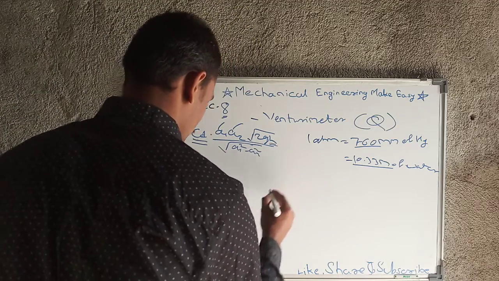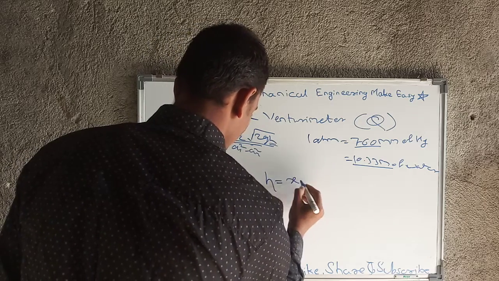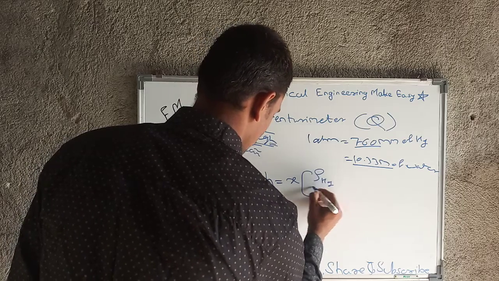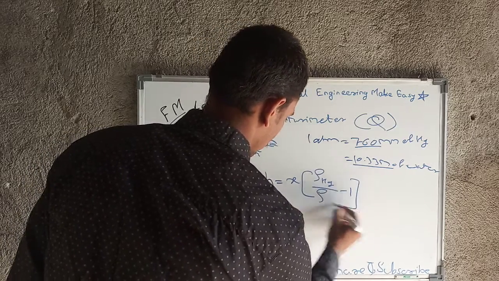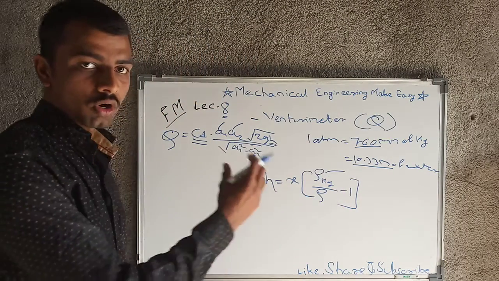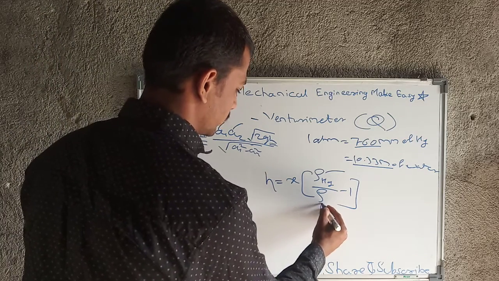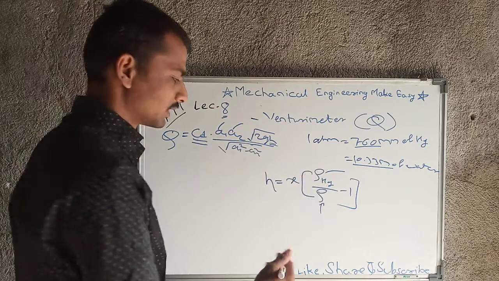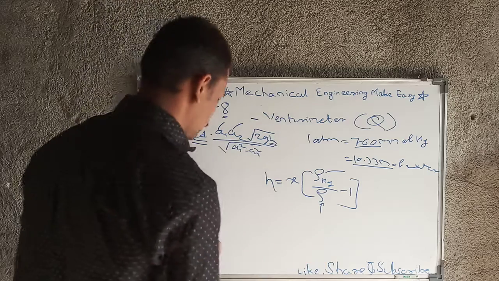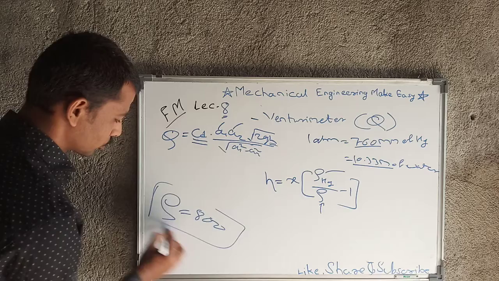So how are we going to calculate that? h will be equal to x, that we have calculated, multiplied by rho of Hg upon rho minus 1. Okay, as we are using rho of Hg, that is the density of Hg, that is 13600, and rho of the fluid which is passing through that venturimeter may be, if water then 1000, if oil then the density of oil is nearly 800. Okay, this also you should note down.